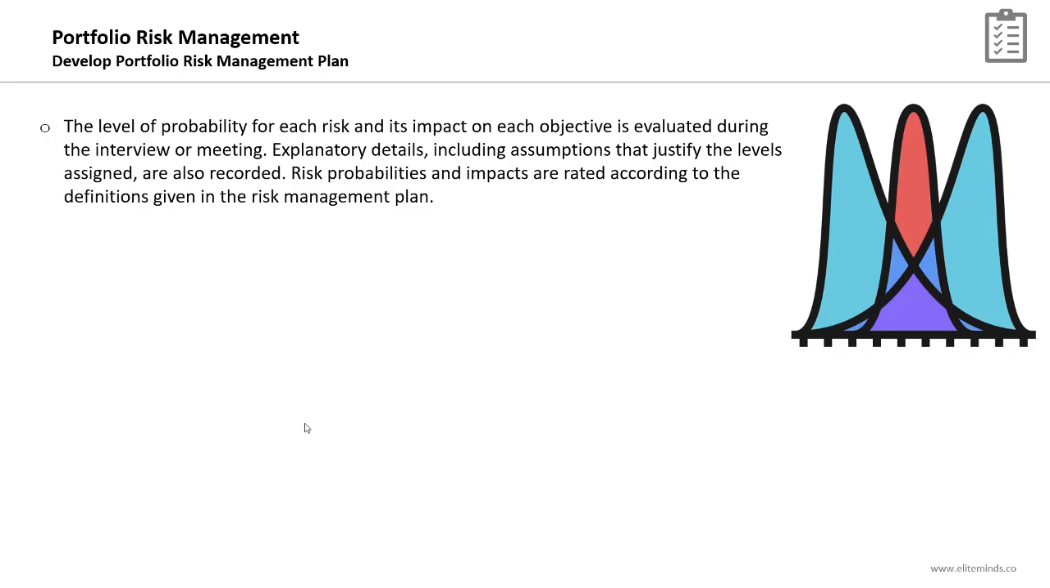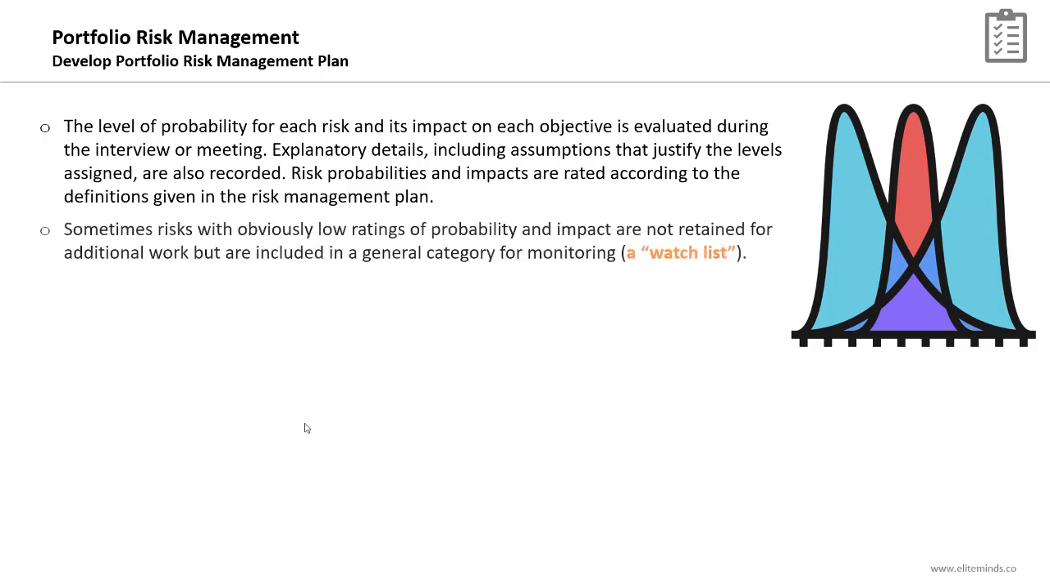The level of probability for each risk and its impact on each objective is evaluated during the interview or meeting. Explanatory details, including assumptions that justify the levels assigned, are also recorded, and all this will be recorded in the risk register, which will be a part of the portfolio. Risk probabilities and impacts are rated according to the definitions given in the risk management plan.